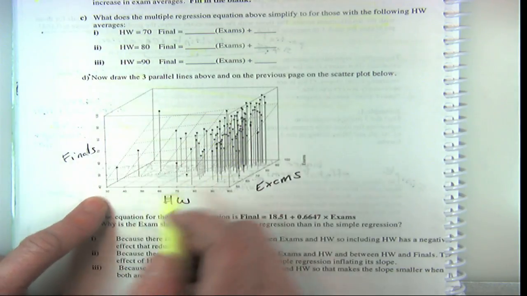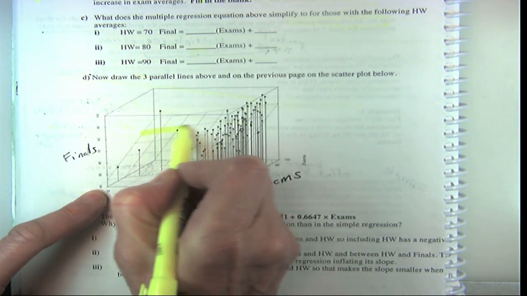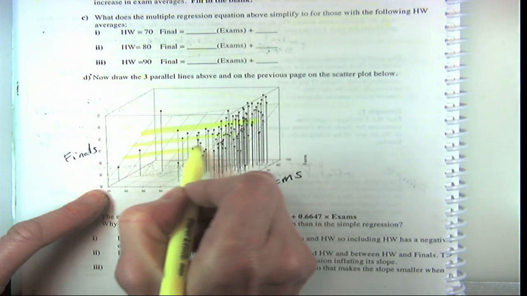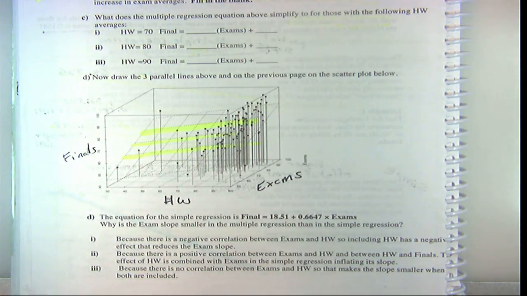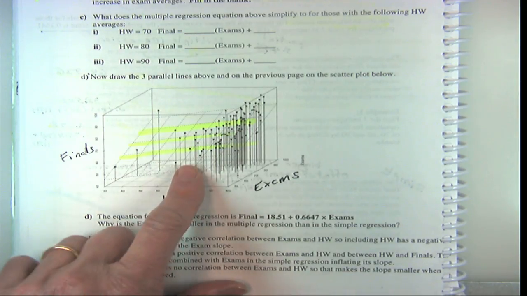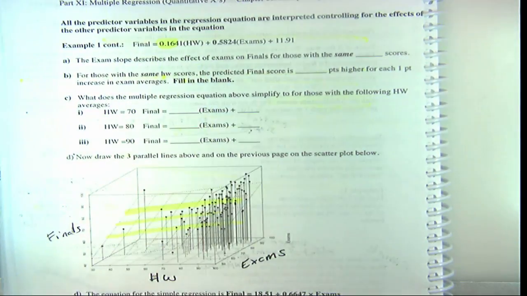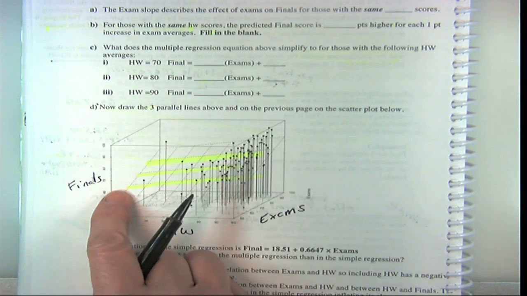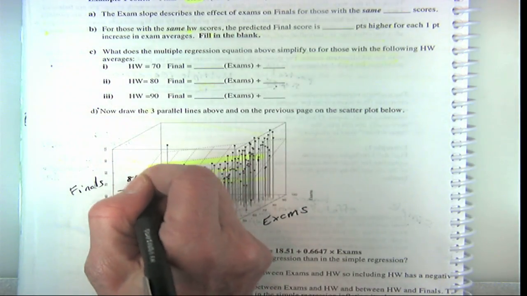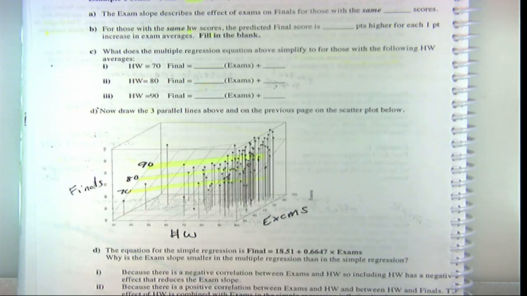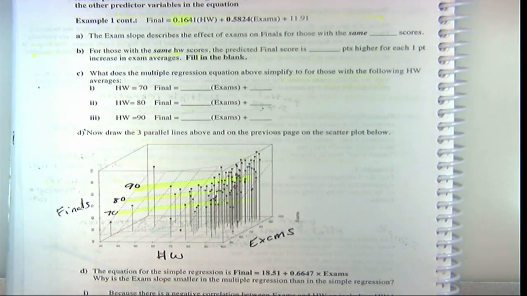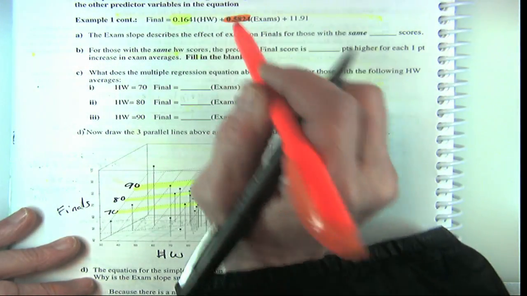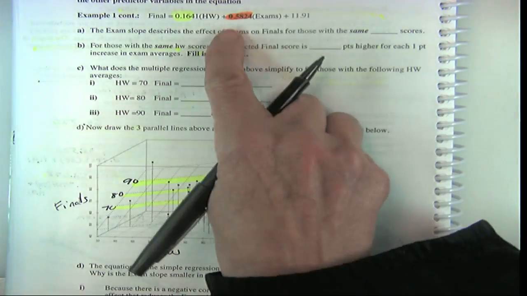Okay, so where are they? These were exams 90, 80, and 70 here, right there. And you can see it has a slight tilt of 0.164. All right, so these are our exams right here, and we have 70, 80, and 90. And now we're going to look at the effect of exams once you control for homework. So we're going to look at this here. And you can see that exams have a bigger effect than homework.